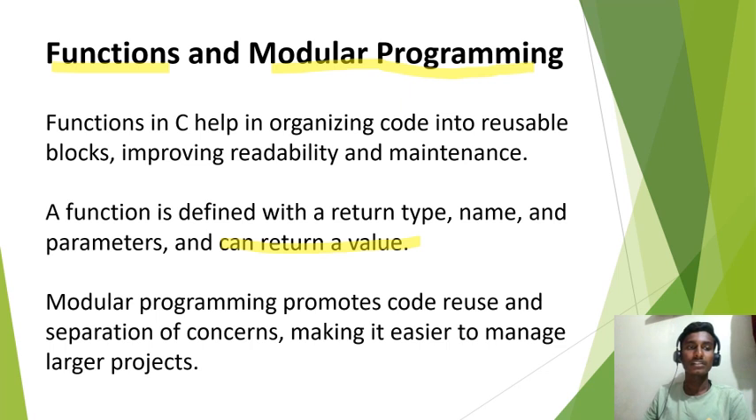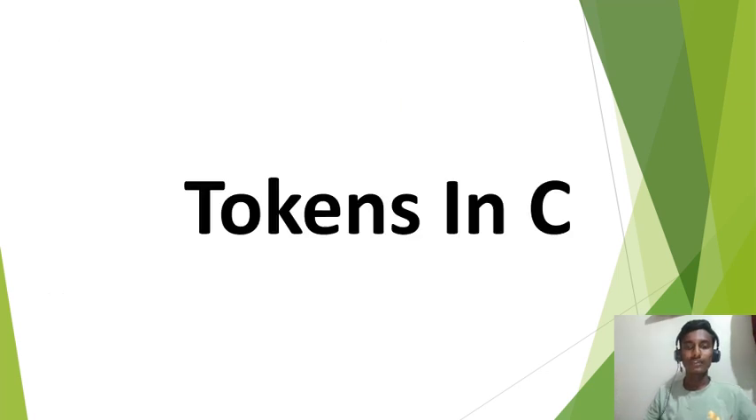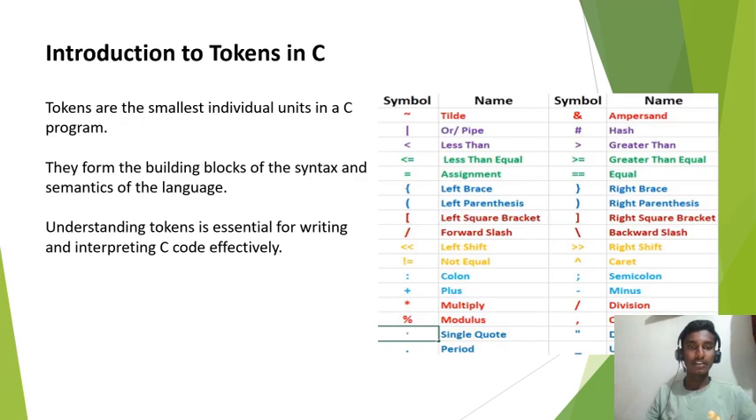Next, let's understand tokens in C programming. Tokens in C programming. Introduction to tokens in C. Tokens are the smallest individual units in C program. They form the building blocks of the syntax and semantics of the language. Understanding tokens is essential for writing and interpreting C code effectively.